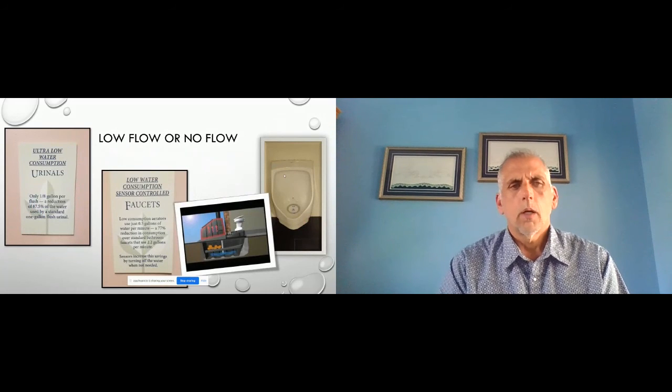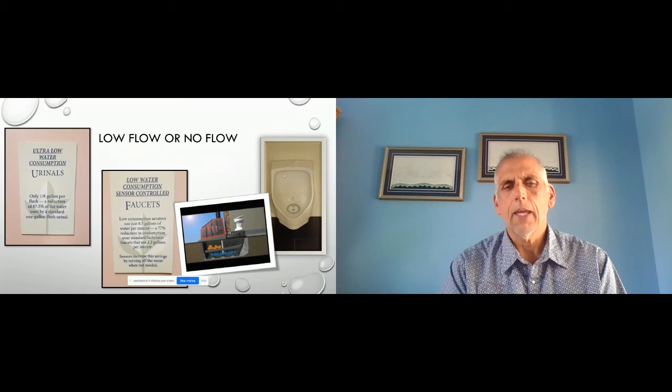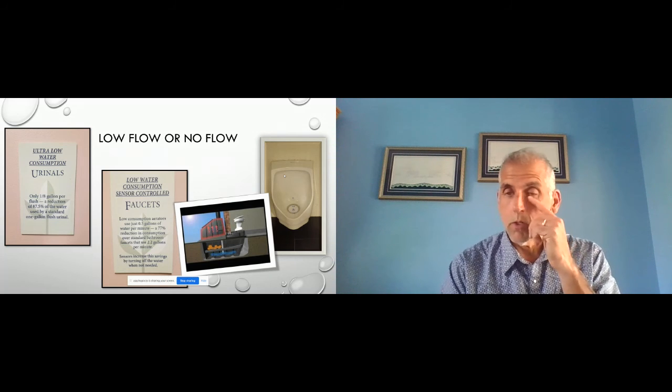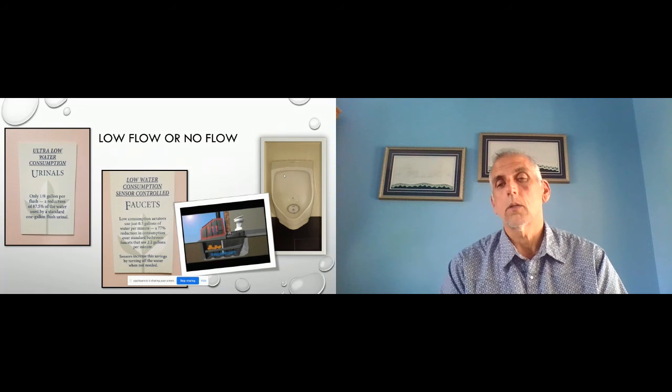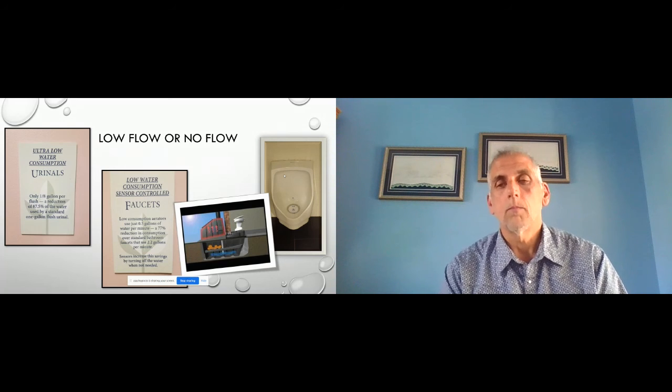Here's an example. We have an ultra low water consumption urinal. That urinal uses an eighth of a gallon per flush, or low flow faucets that use 0.5 gallons per minute. The picture on the far right is called a waterless urinal. You see there's no handle to flush it because there is no flushing mechanism. There's no water. There's no plumbing at all.